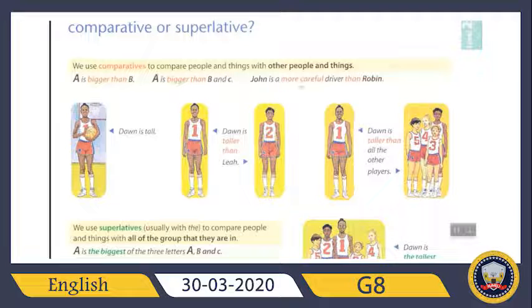John is a more careful driver than Robin. Why we use more and we don't bring -er is that careful as an adjective consists of two syllables, care and full. Because it is more than one syllable, we add more to its beginning.